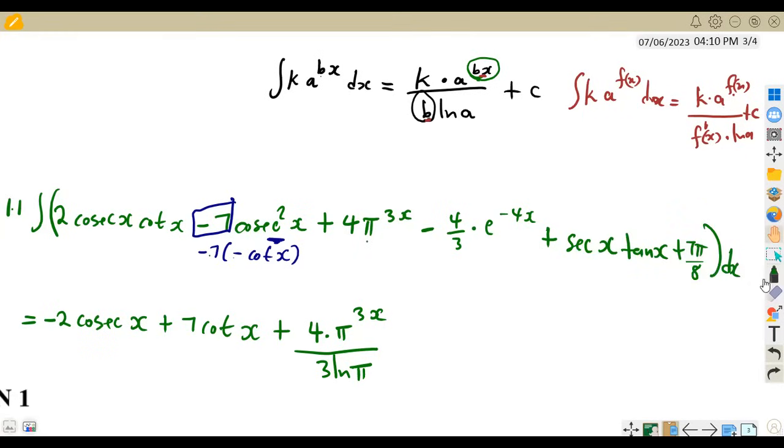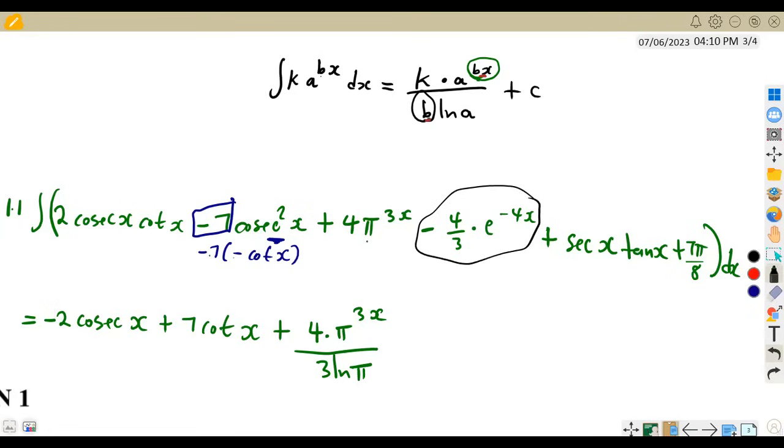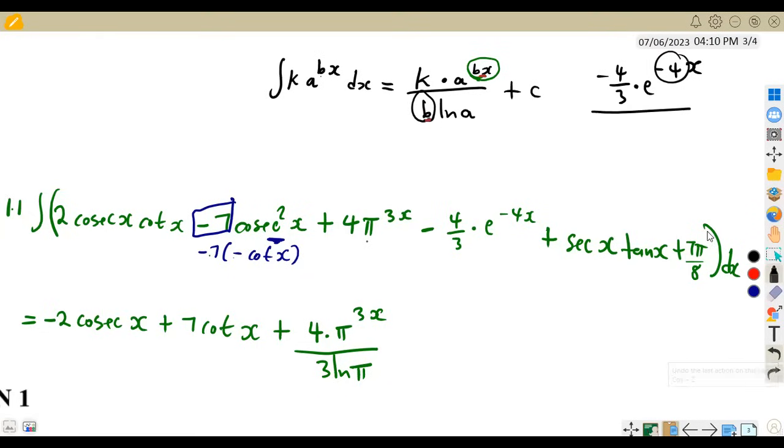Okay, let me write it here before we simplify it. We're supposed to obtain this part as it is, our constant, this part as it is. All right. So this was supposed to be minus 4 over 3 times e to the exponent of minus 4x in this case. Everything over the derivative of this, which is the b down here. So it's going to be minus 4. So we're going to have a minus 4 in the denominator times the ln of the base, which is ln e in this case.